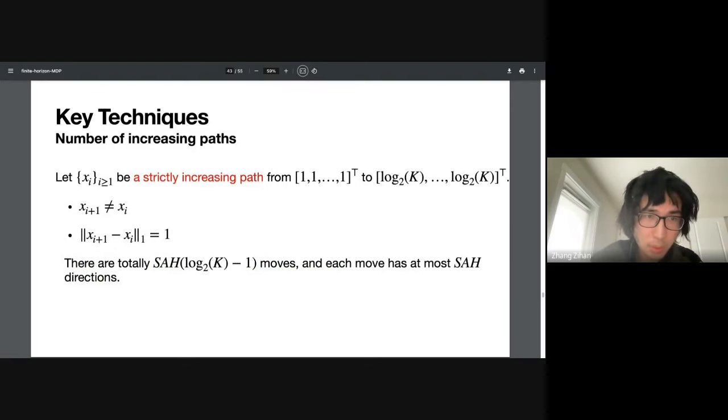So here is a simple explanation for the number of increasing paths. We first define something called a strict increasing path. That is the path which moves one distance in each step from this point to this point, and moves one distance in each step by these two definitions. So there are in total at most SAH times log 2 of k minus 1 moves. And each move has at most SAH directions. So the number of all such paths is bounded by SAH to the power of SAH times log 2k.